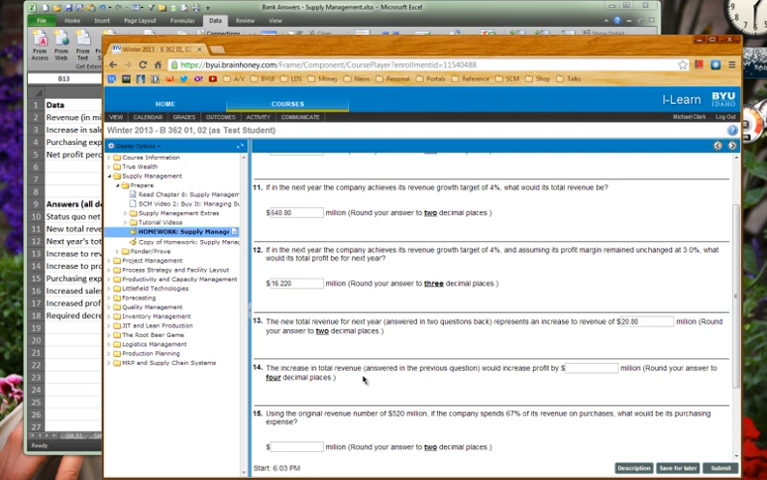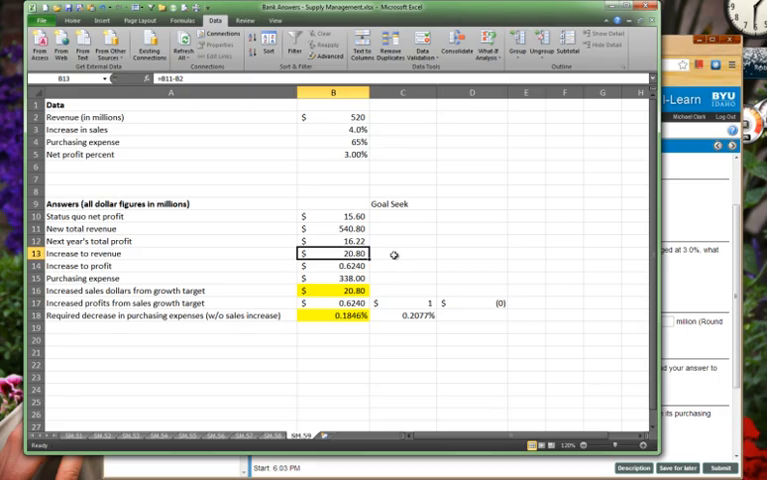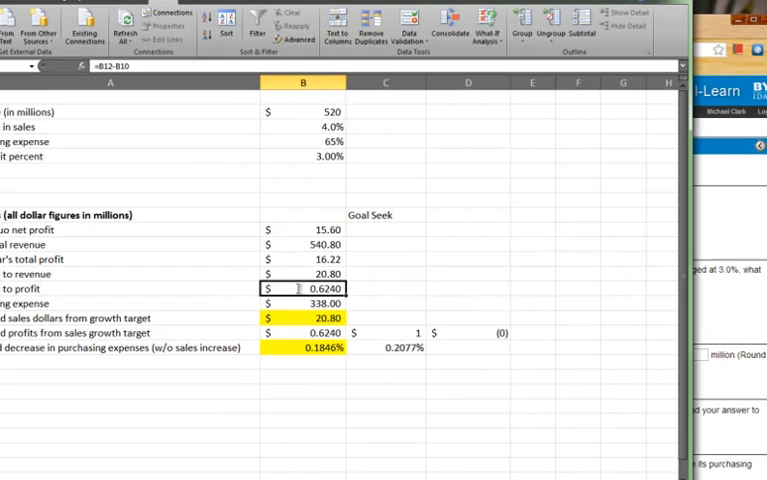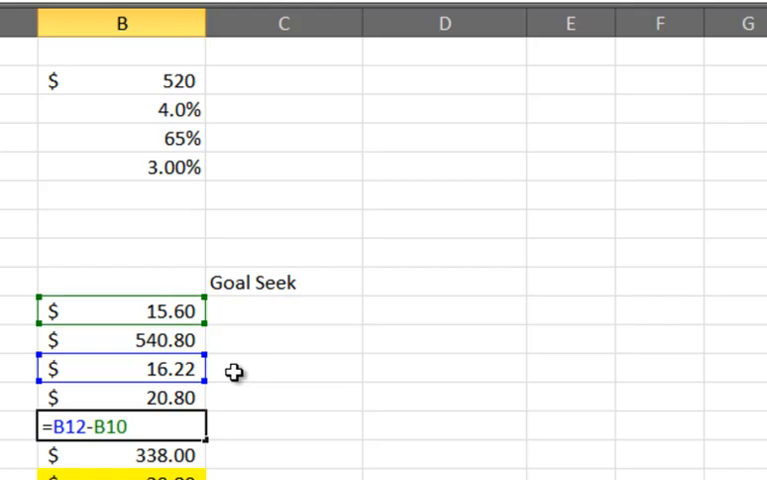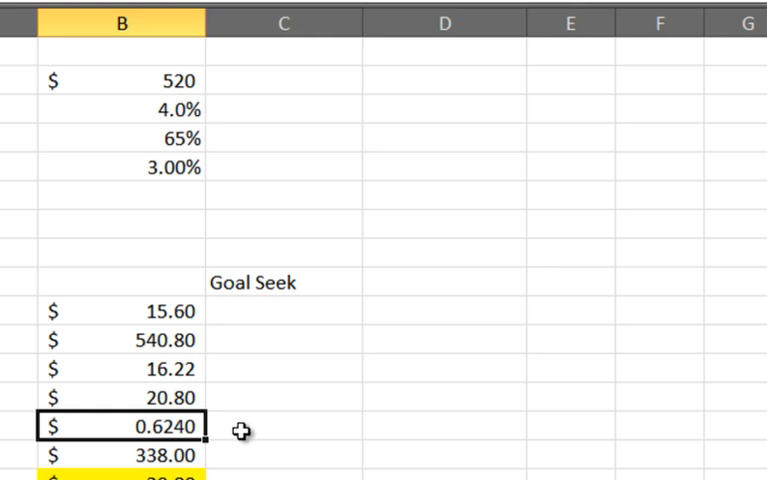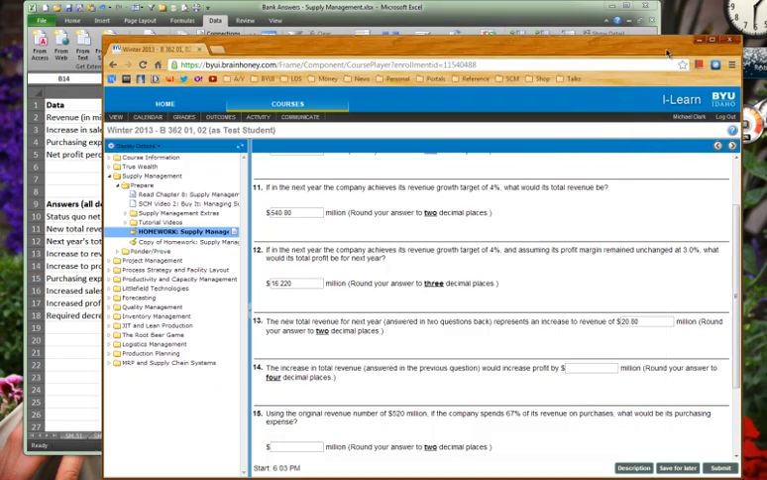The increase in total revenue answered in the previous question, $20.8 million, would increase profit by, and so now we have to figure out how much our profit increase would be. Our increase in profit is the new profit based on the higher revenue, $16.22 million, minus $15.6 million profit from the previous year's revenue of $520 million, and that gives us a $0.624 million increase to profit.